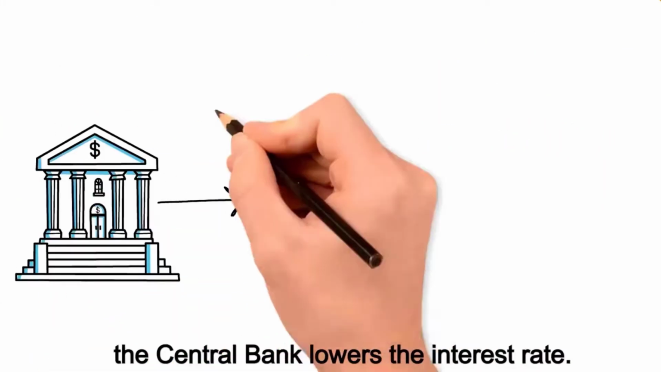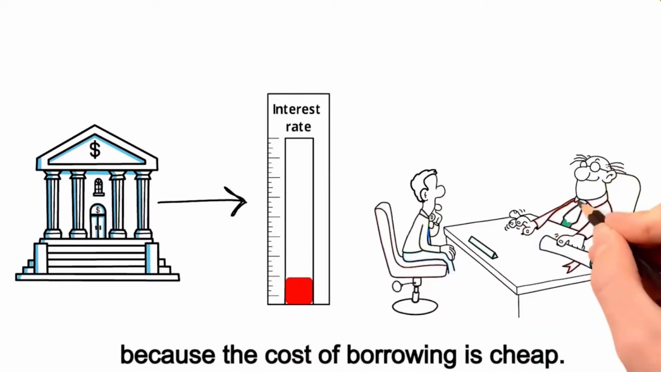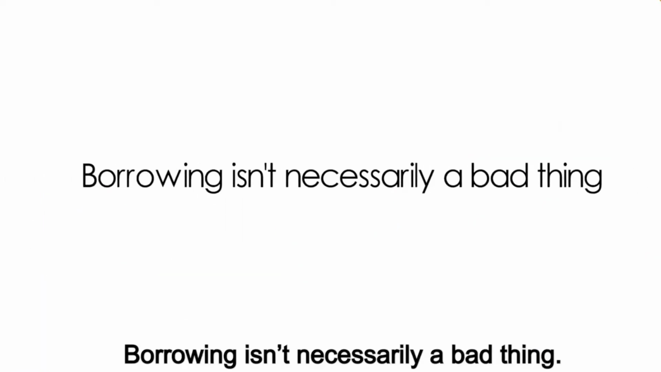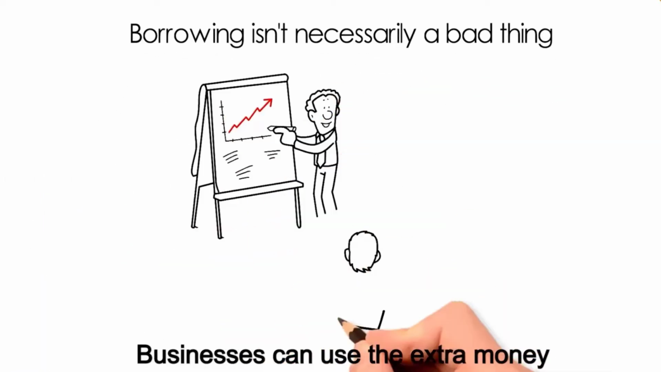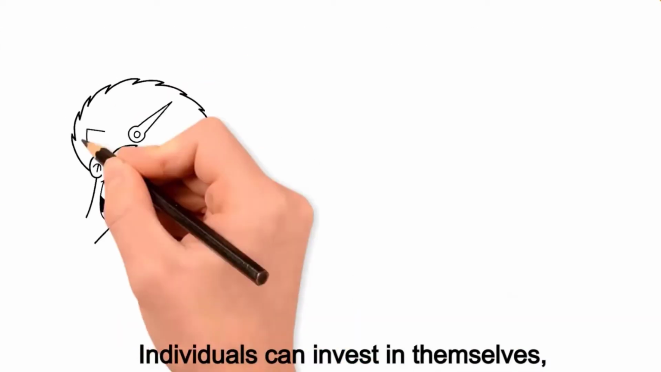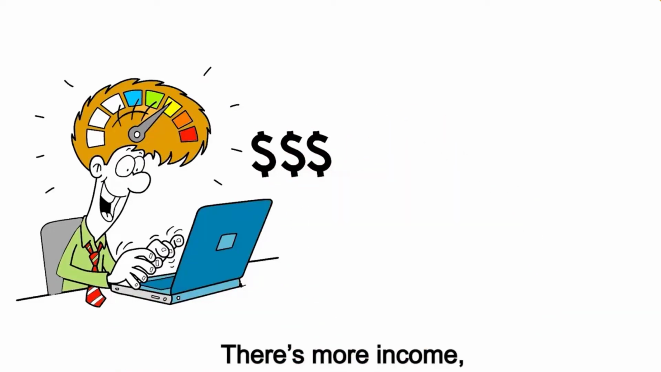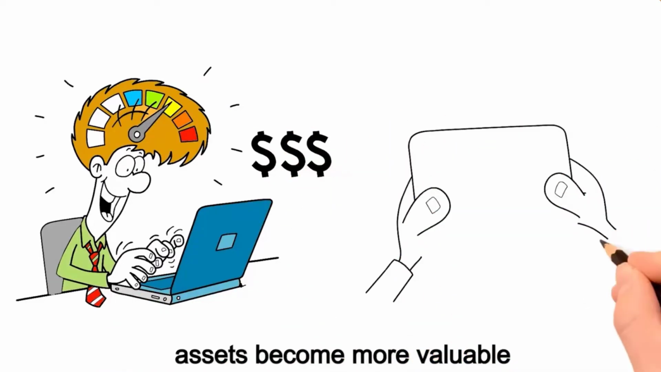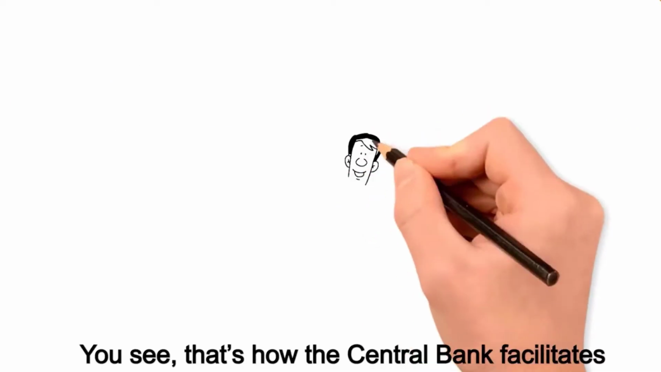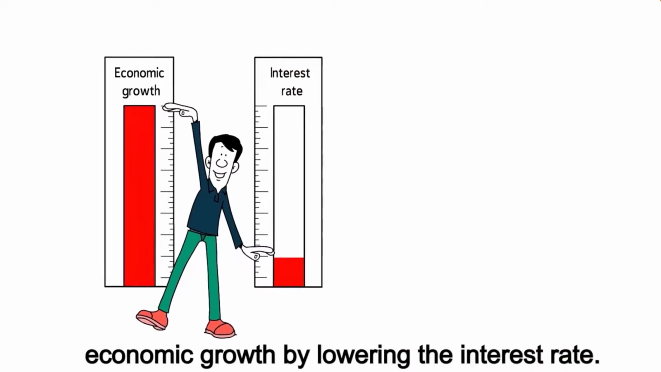If the central bank lowers the interest rates, people and businesses will borrow more because the cost of borrowing is cheap. Borrowing isn't necessarily a bad thing. Businesses can use the extra money to create more jobs and more products. Individuals can invest in themselves, upgrade their skill sets, and earn more income. The more income, the more valuable assets they become, and the stock market roars. That's how the central bank increases the economic growth. They simply lower the interest rates.